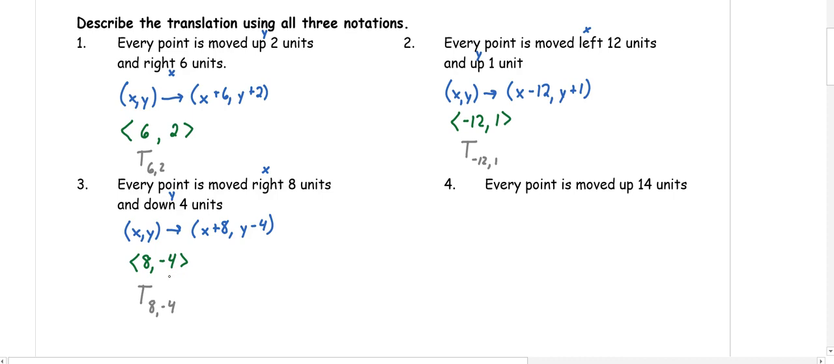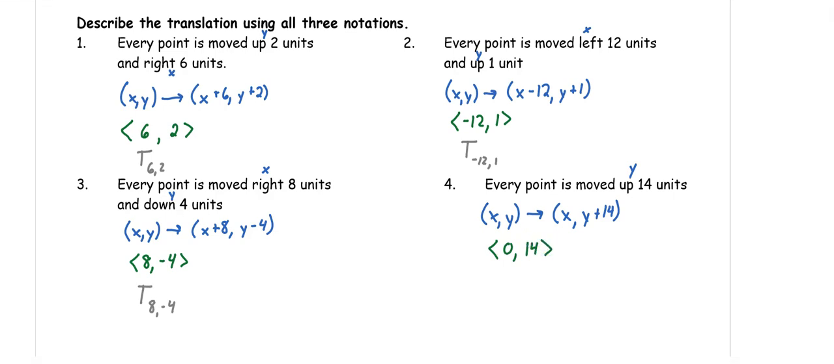Number 4, every point moves up 14 units. So the only type of change we have in this case is a y movement. Our x does not have a movement. So in the coordinate notation, when we have x comma y, we're just going to leave x the same, which means we're not changing at all. Y plus 14. When we use the other 2 notations, since there's no variables in them, we need to put a 0. So in vector notation, when x is not moving, we have 0 comma 14. And then in subscript, we have a T, again 0 comma 14.